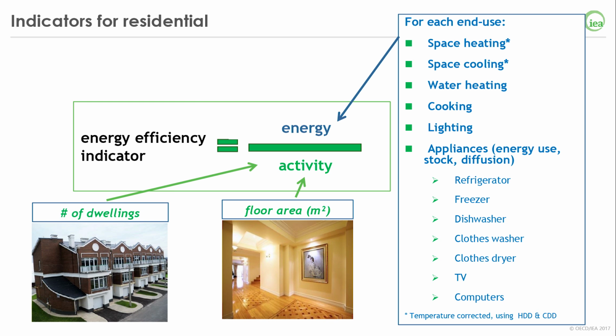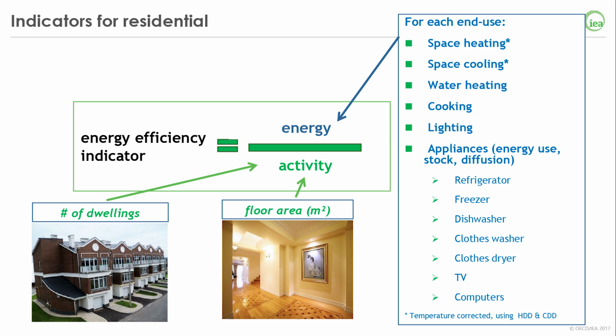Let's start with residential sector. In order to calculate energy efficiency indicators for residential sector, the IEA recommends collecting energy consumption data by end use, namely energy consumption of space heating, space cooling, water heating, cooking, lighting, as well as energy consumption of different appliances such as dishwashers or televisions.